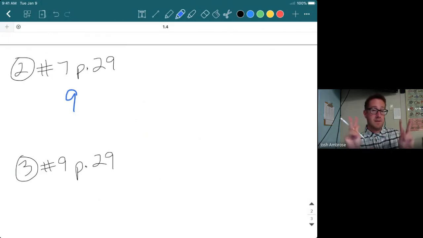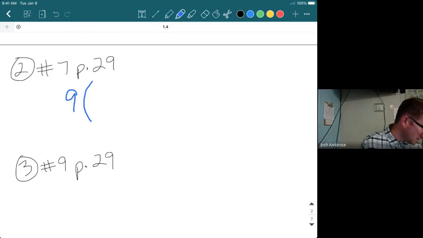That phrase, the quantity, means whatever's coming next needs to go inside parentheses. All right, again, the phrase, the quantity, means whatever comes next is going inside parentheses. So let's get that started. That's half of my parenthesis. What comes next? 5 more than a number t.